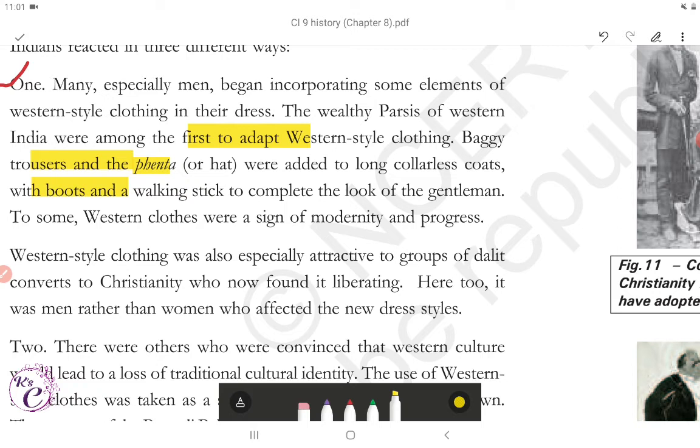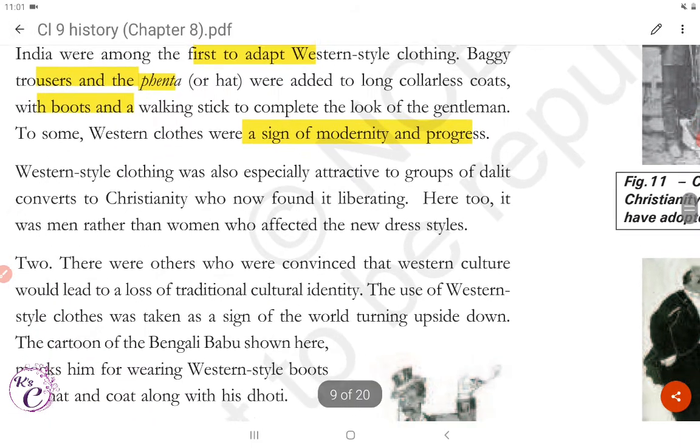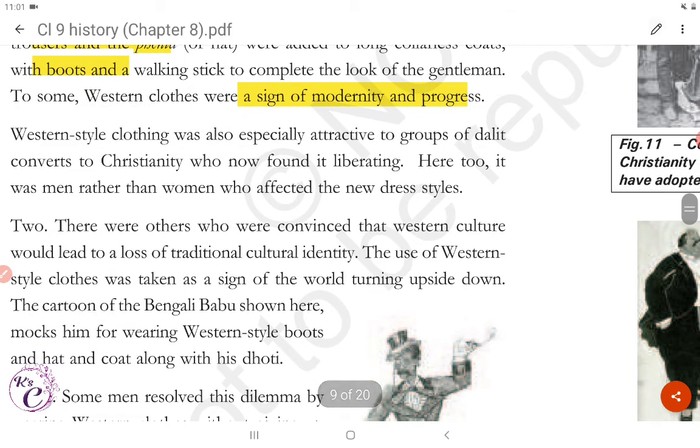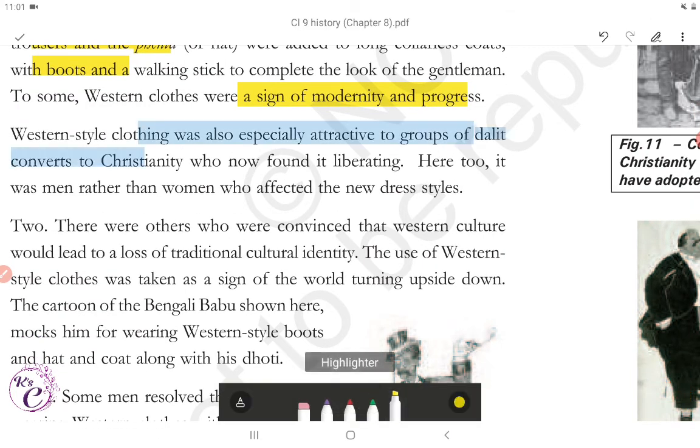To some, Western clothes were a sign of modernity and progress. Western style clothing was also especially attractive to groups of Dalit converts to Christianity, who now found it liberating. Here too it was men rather than women who affected the new dress styles.